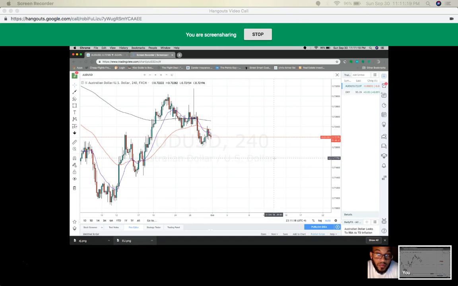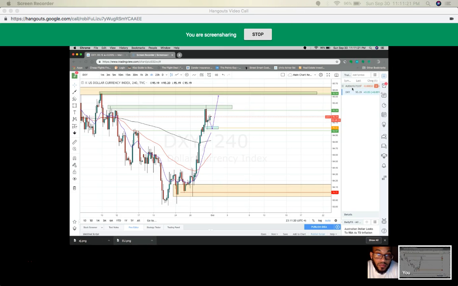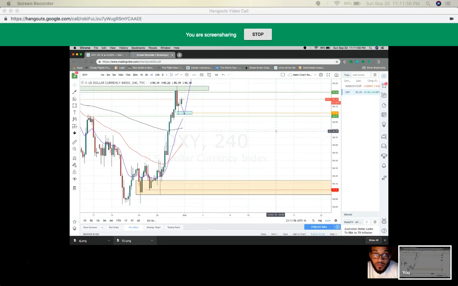So you can use that in confluence with this, or with Euro USD, or with GBP, Great British Pound USD, or whatever. Anything in correlation with it, any of the majors. The reason I said to start with this is that it's a really slow pair. You've got room to mess up with this pair. So let's start by charting the DXY.